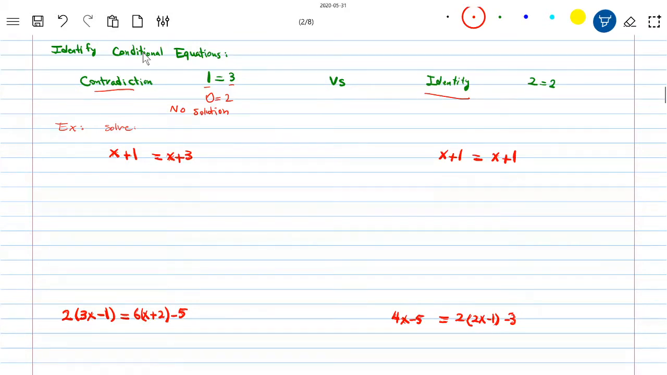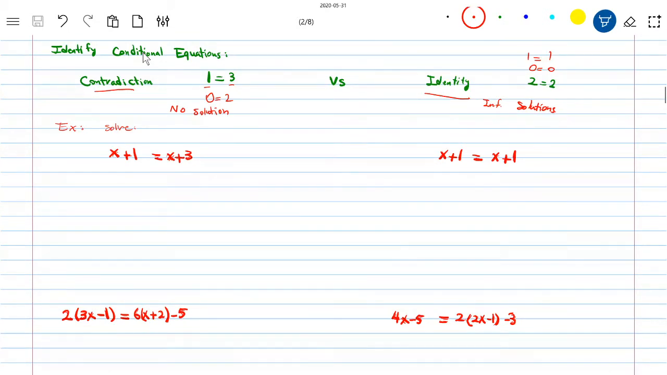On the other side, you might end up with identity. Identity means you end up with a true statement that doesn't really depend on the variable x. So you'll end up with 2 equals 2. You might end up with 0 equals 0, 1 equals 1. These are all possible cases of identity. If this happens, it means you have infinite solutions. It's possible that every number is a solution. As we go on later, when we discuss functions, there are some cases that not every real number is a solution. But for linear equations, if you have infinite solutions, that means every x is possibly a solution.